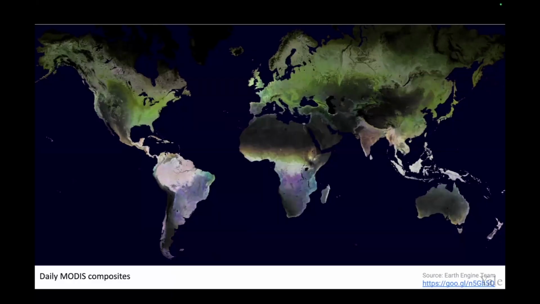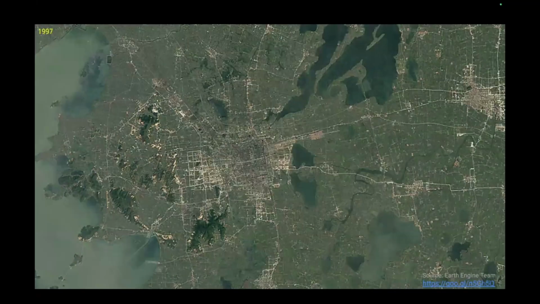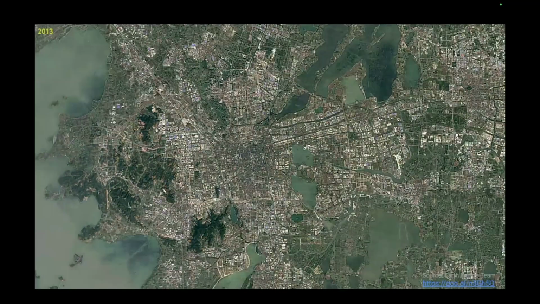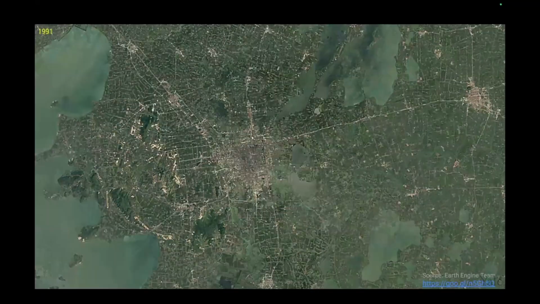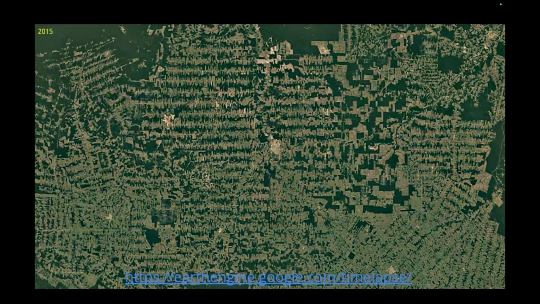You are looking at the enhanced vegetation index at the global scale. This is produced by fitting a harmonic model to the time series of the enhanced vegetation index to look at the seasonality. Other examples are time lapses, where you stack the satellite images for many years, decades of data. In this example, we are looking at urban growth. The same for deforestation.